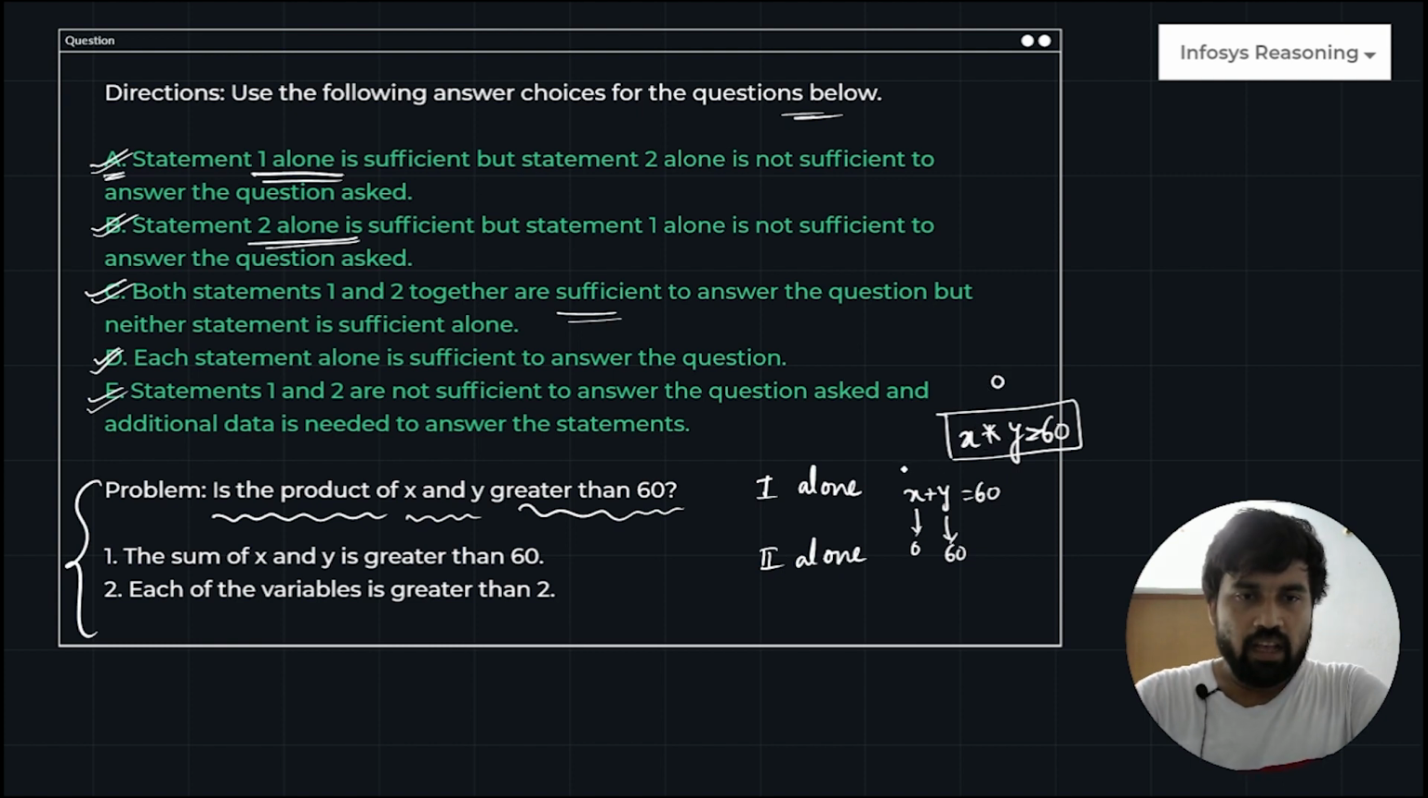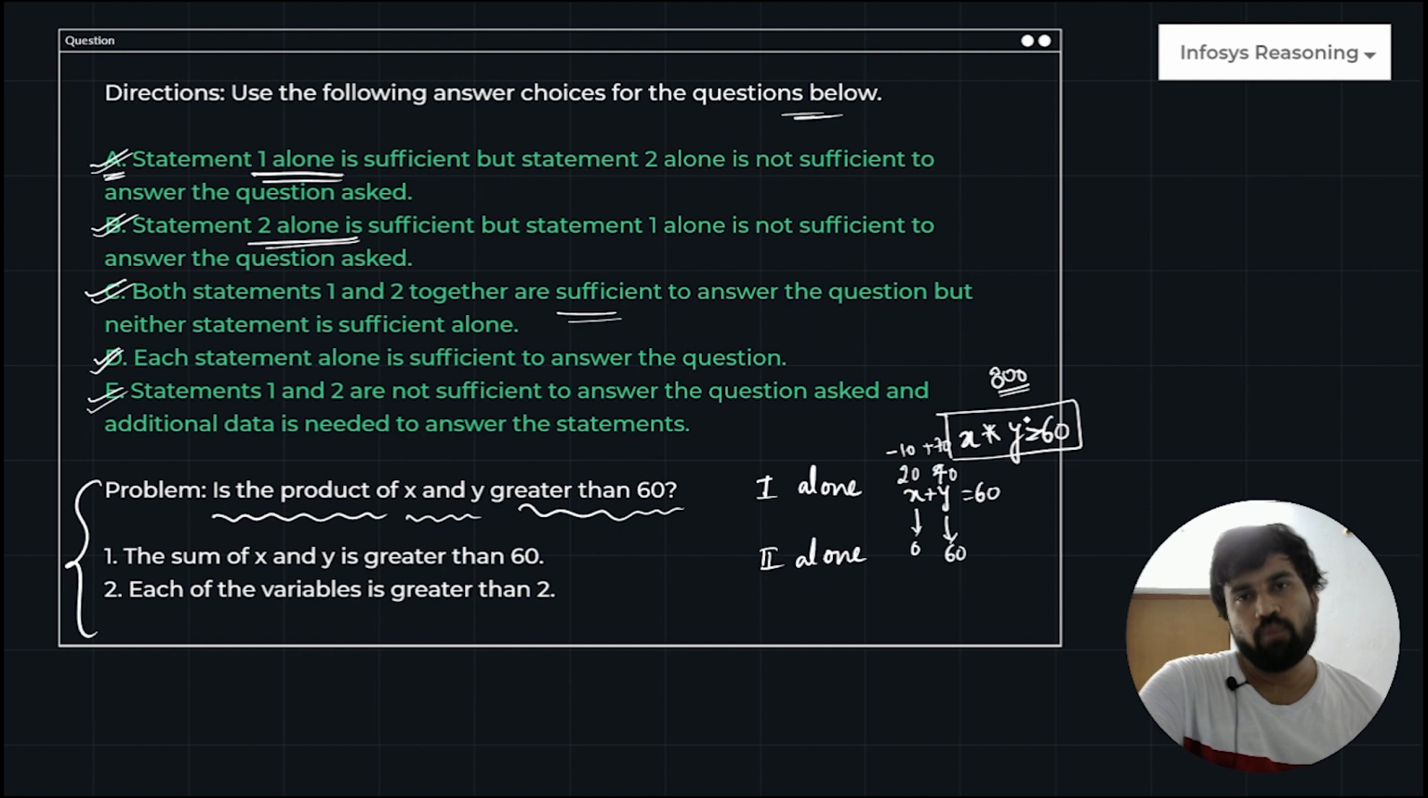I can say x value 20 and y value 40. And 20 40s are 800. So here we are getting more than 60. And if I treat x value minus 10 and y value plus 70, the multiplication is minus 700, which is less than 60. So sometimes I am getting a positive value, sometimes a negative value, sometimes less than 60, sometimes more than 60. So statement one alone is not sufficient to answer my question.